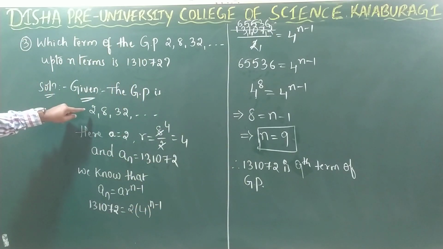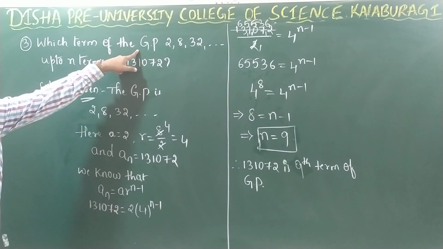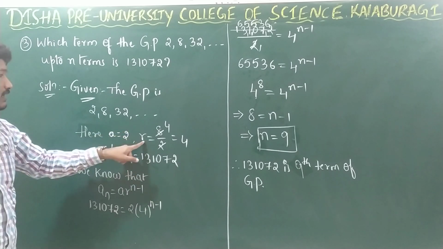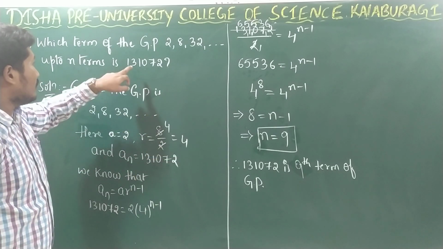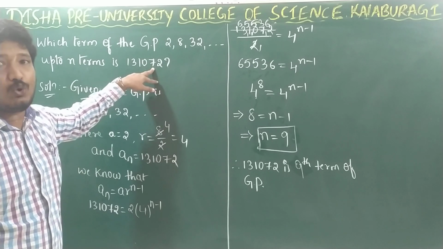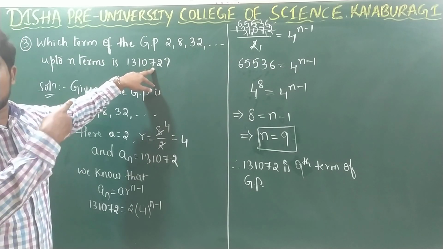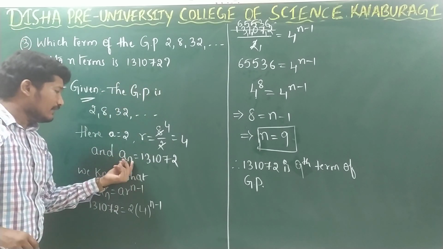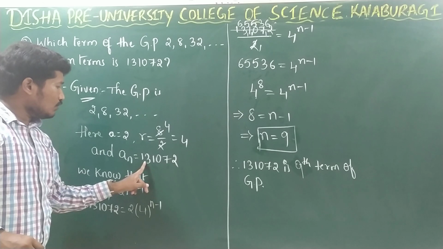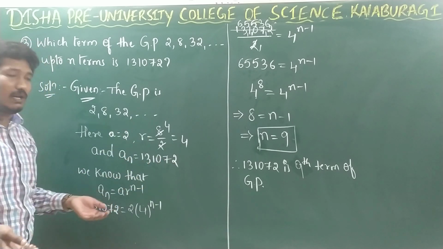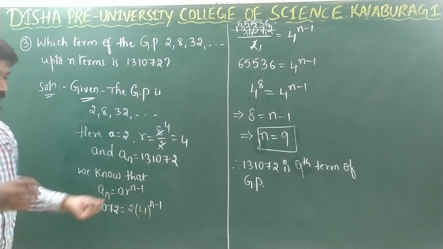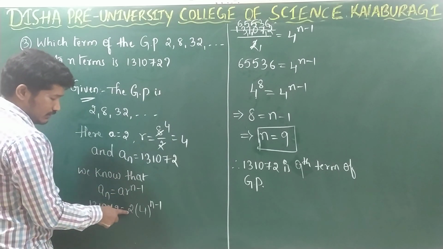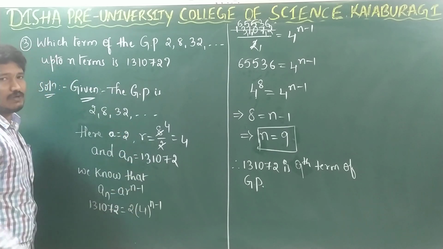So what did we do? We first wrote the given geometric progression. Next, from the given geometric progression, we get the first term as well as the common ratio. And we are also given the nth term. We don't know at what position this term is present. We have to calculate that only, right? So let us take this as the nth term. An is equal to 131072. What I have to calculate is the value of n. So we are using the nth term formula. I have substituted an, substituted a, and substituted the value of r.